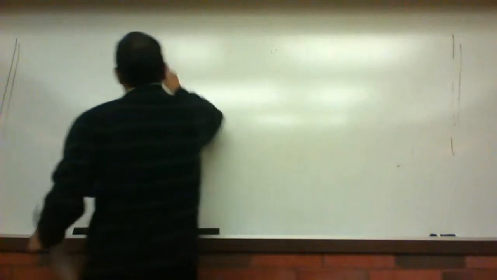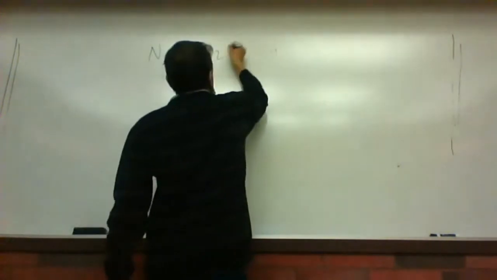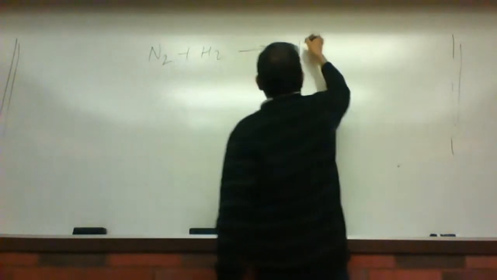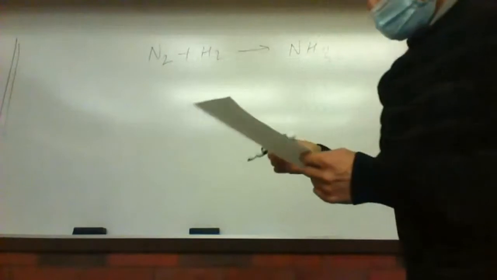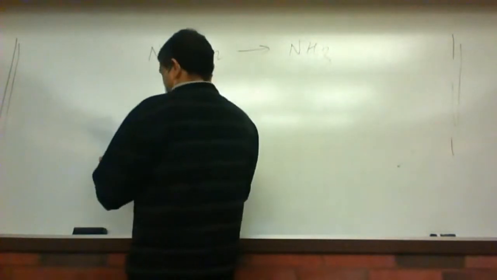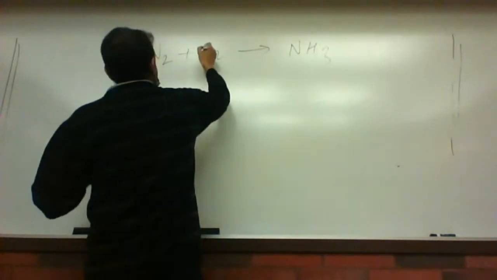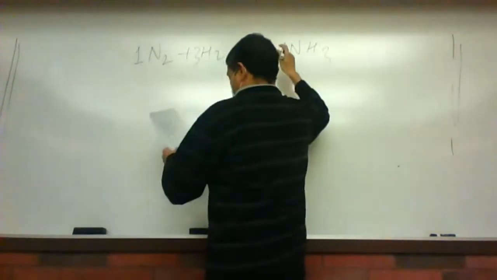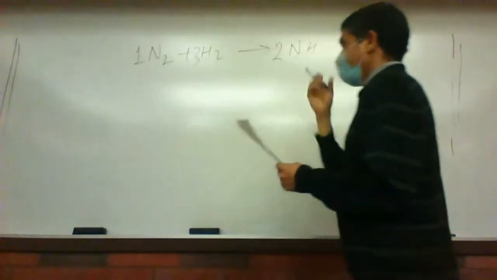So here is a reaction. N2 plus H2 produce ammonia, NH3. N2 plus H2 gives an ammonia, right? Now, is it balanced? Not balanced. We must balance first. So let's put 1 here, 3 here, and then 2 here. So now it is balanced, right?